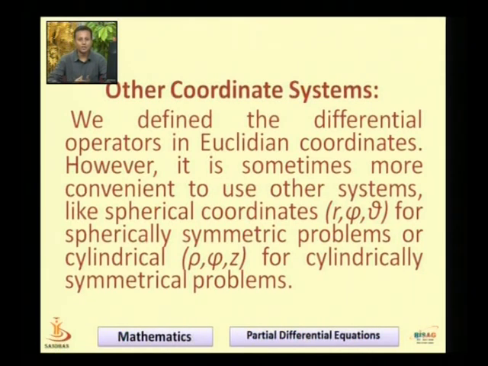Okay, so other coordinate systems. Now in other coordinate systems, let us see what is the form of at least one equation, say Laplace's equation. We defined the differential operators in Euclidean coordinates, right? However, it is sometimes more convenient to use other systems like spherical coordinates r, theta, phi for spherically symmetric problems, or rho, phi, z for cylindrically symmetric problems.